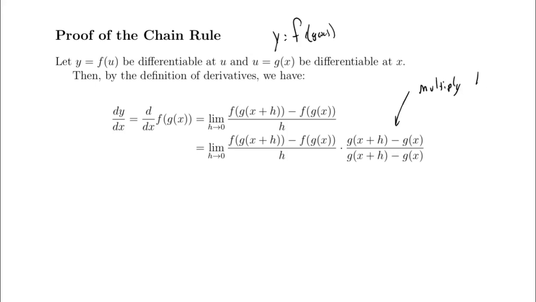We've seen this trick before, right? In the proof of the product rule, we use a similar trick. We're going to pull this g of x plus h minus g of x over g of x plus h minus g of x out of a hat and say this is going to be useful to multiply by. Why is that going to be useful to multiply by? Well, let's show you. There's a really nice property that we're going to use here.